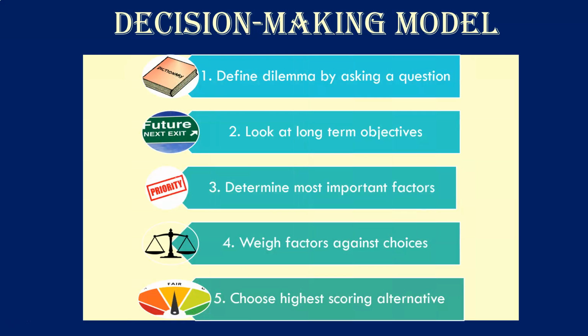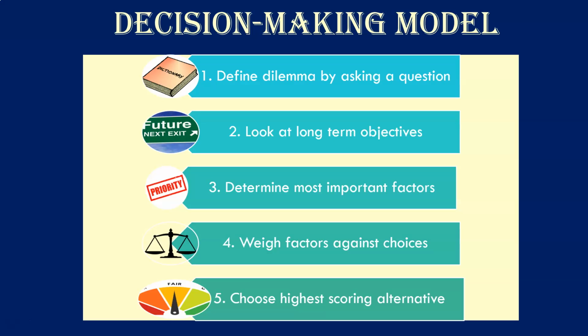Finally, we want to go now into the decision-making model and see how we can apply it. In one of your assignments, you have to list the steps, which are right here, and then give an example of a decision that you made and the process that you went through to make your final choice. So this first step, I have a picture of a dictionary there. The dictionary is because you want to define the dilemma by asking a question.